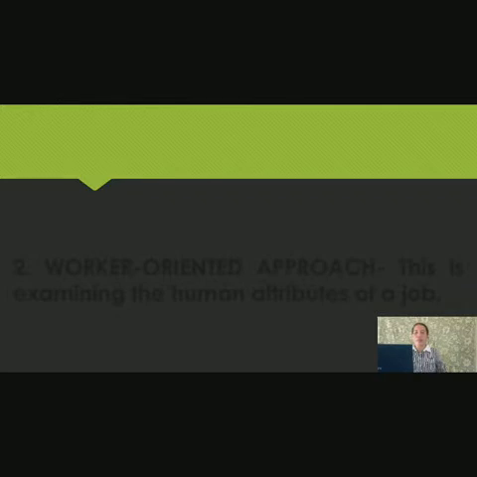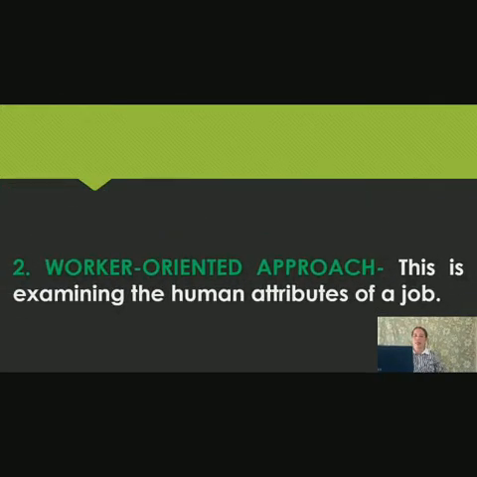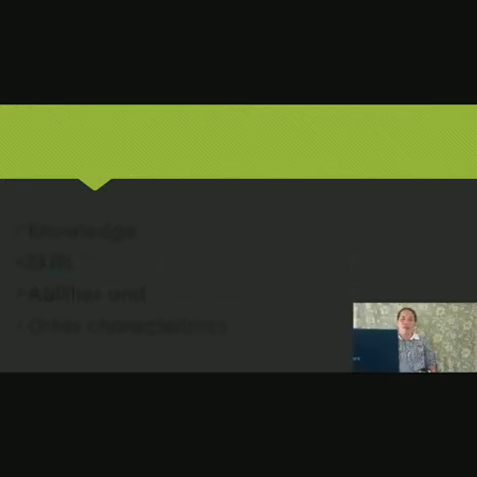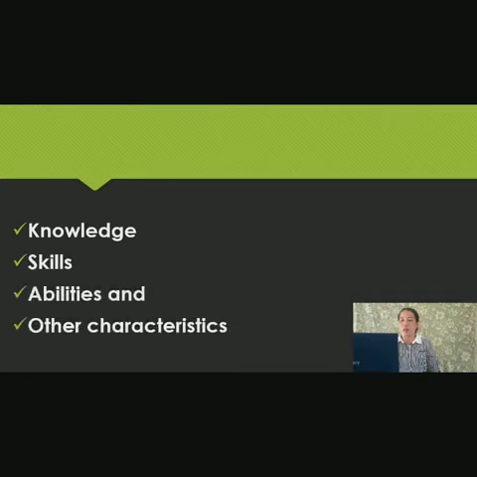Next related approach is worker-oriented approach. This is examining the human attributes of a job. These attributes are classified as knowledge, skills, abilities, and other characteristics, collectively known as KSAO. Knowledge refers to the information required by an employee to perform the job.